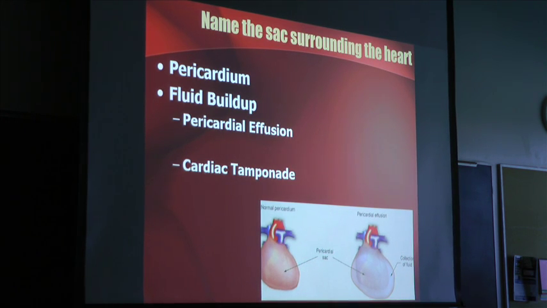The next slide talks about the sac that surrounds the heart. It says to name the sac surrounding the heart, and what you have to write in there is the pericardial sac. It's the pericardial sac is the name of the sac surrounding the heart. Oh, it's listed on the picture, isn't it? So the sac surrounding the heart is called the pericardial sac.